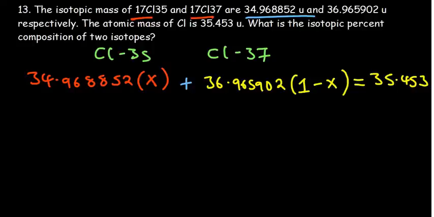Our goal here is to find the value of x. I want you to be thinking very smart. This term is going to carry x. Again, if you multiply this by the negative x, it's also going to carry x. So just subtract directly: 34.968852 minus 36.965902.